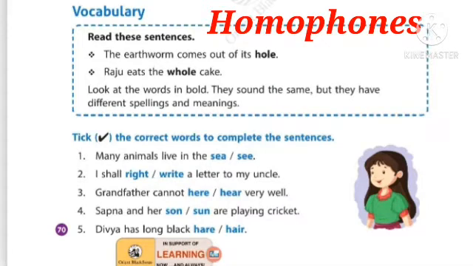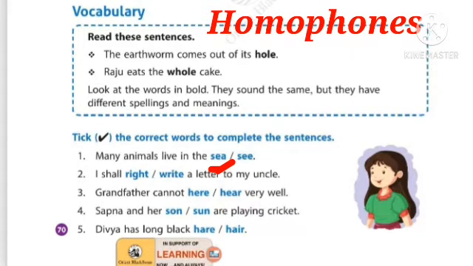So the first one: many animals live in the sea or see. S-E-A or S-E-E. Which is the right one? Many animals live in the sea. S-E-A, that is the right one.